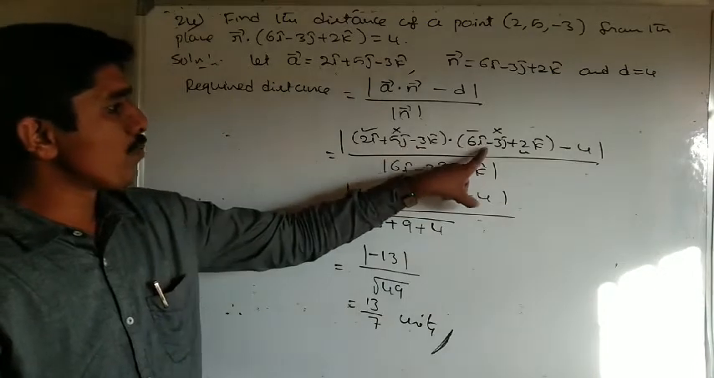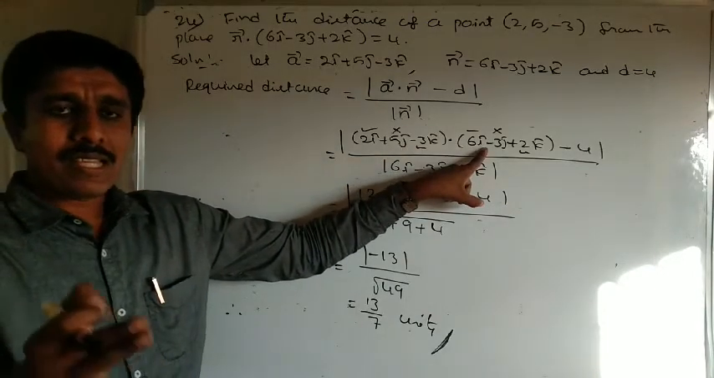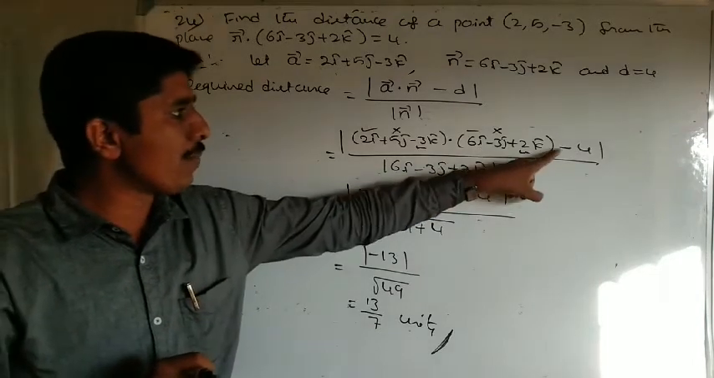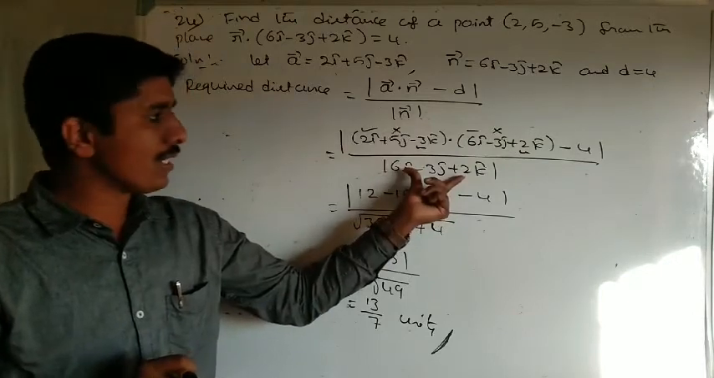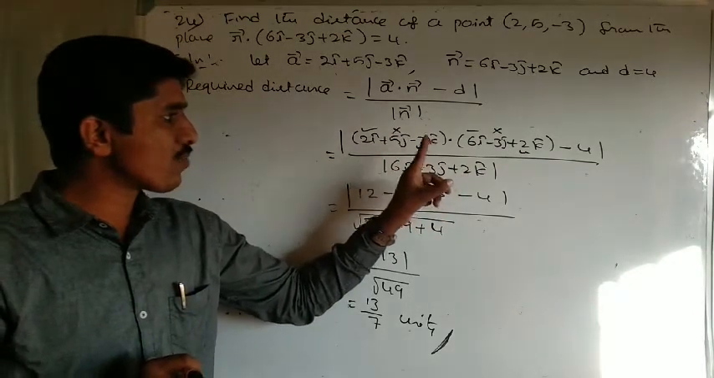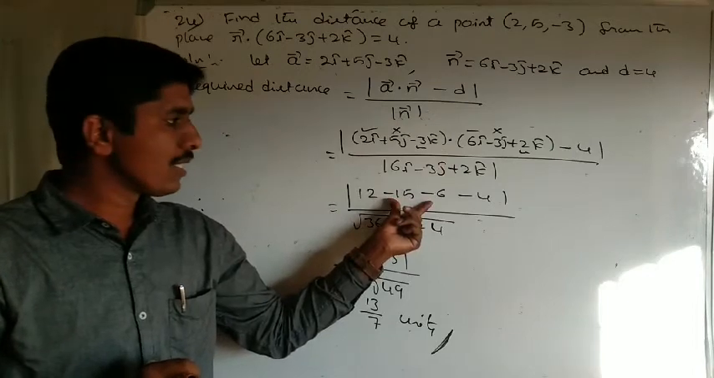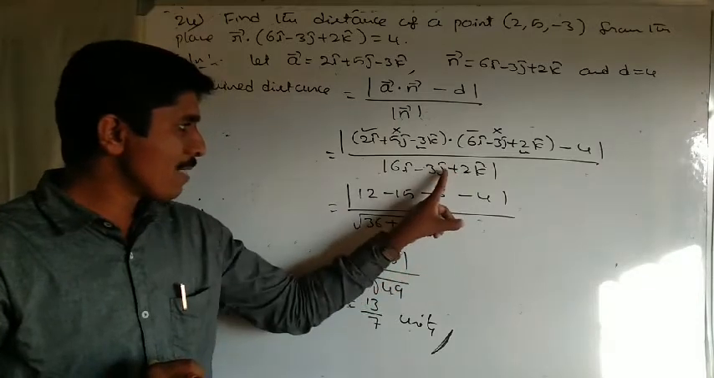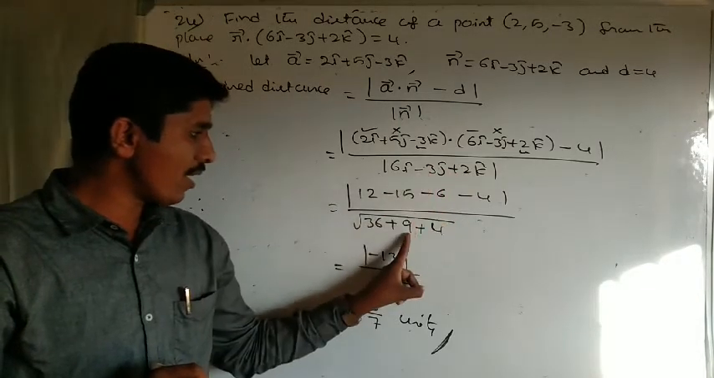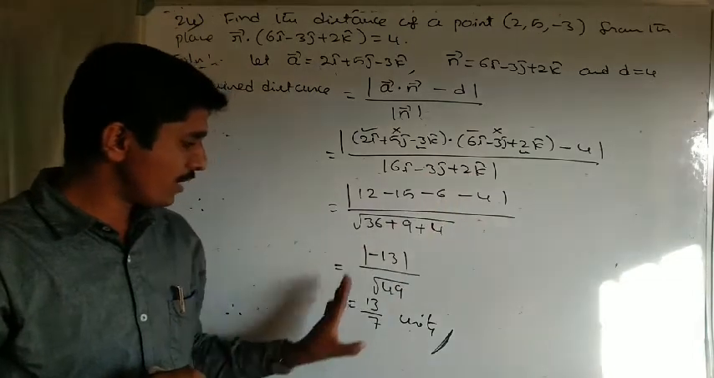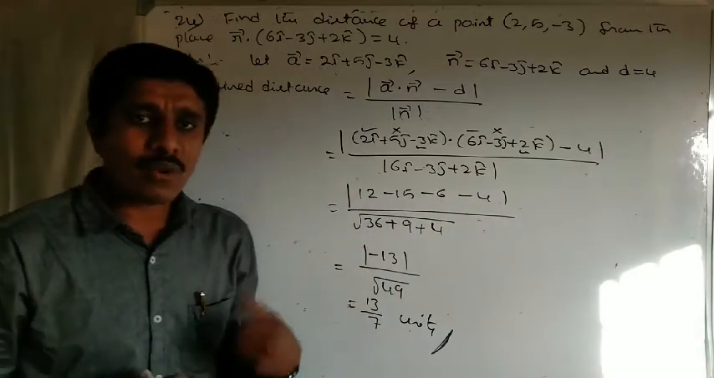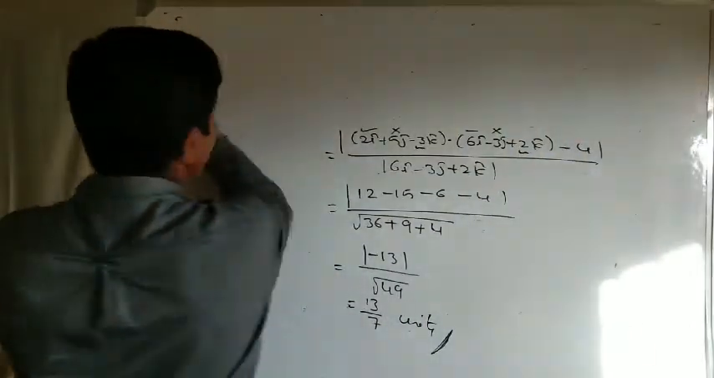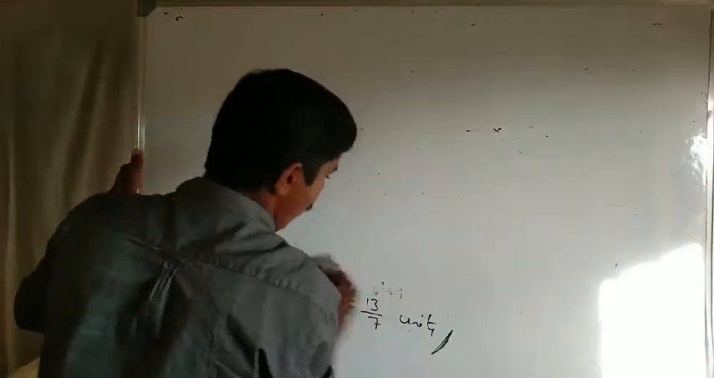The dot product of two vectors is obtained by the sum of the products of the respective components of the two vectors. Here minus d value divided by the magnitude of this vector. Multiplying i coefficient, j coefficient, k coefficient and adding gives the dot value. Minus 4 divided by magnitude of vector, square root of 6 square 36 plus minus 3 square 9 plus 2 square 4. Simplify, we get 13 by 7 units. Now I am going to the 25th problem.